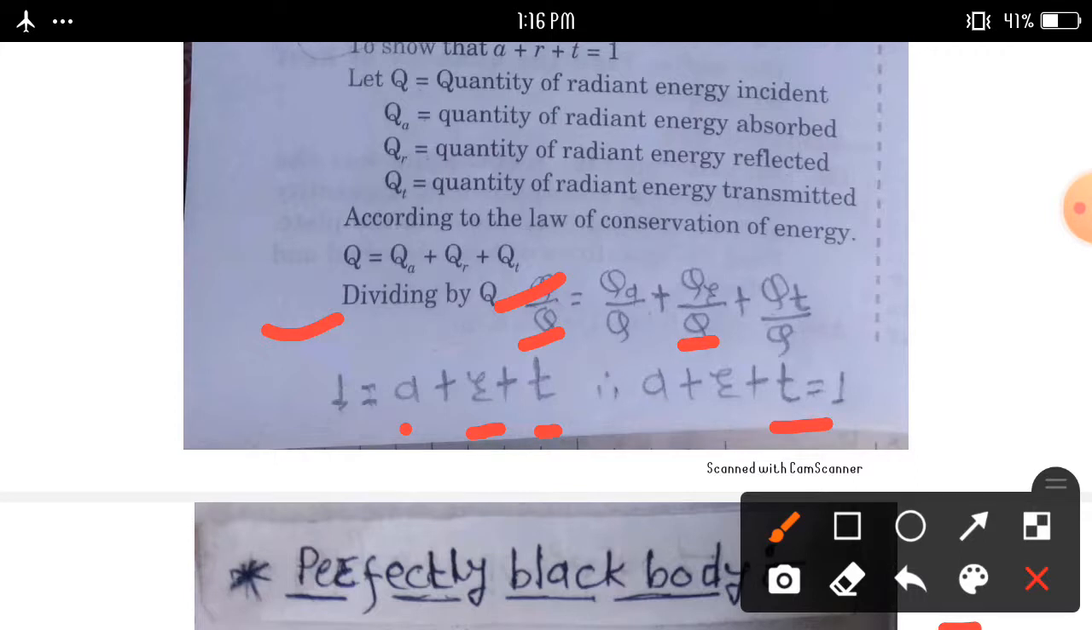Here is a question to ask. Define the following terms: coefficient of absorption, coefficient of reflection, and coefficient of transmission, and also show that a plus r plus t is equal to 1. Our question is: define coefficient of absorption, reflection, and transmission, and derive the relation between them.